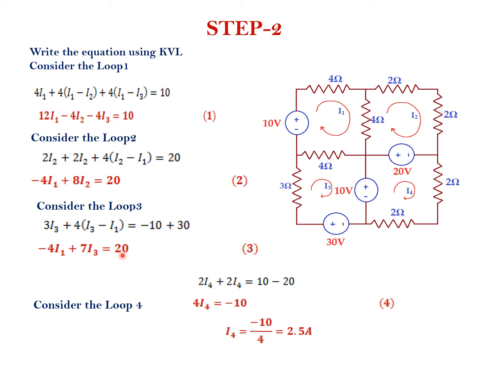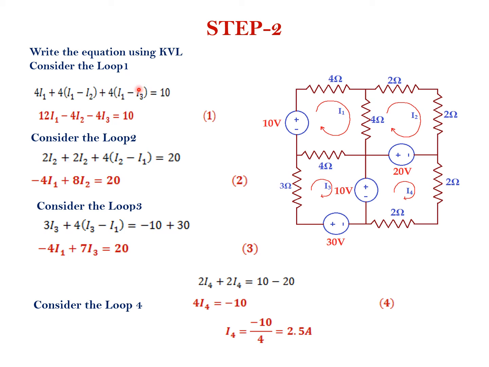And next I am going to consider the loop 4. In loop 4 we are having two 2 ohm resistances. But in both the resistances the same current is flowing. So 2I4 plus 2I4. Here voltage rise, here voltage drop. So 10 minus 20. So 4 into I4 equal to what? Minus 10. What is I4? Minus 10 divided by 4, that is minus 2.5 ampere. So one of the answers is over.